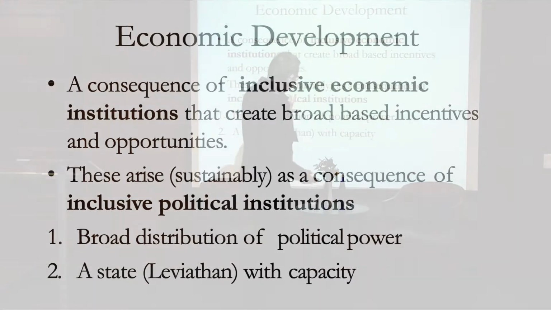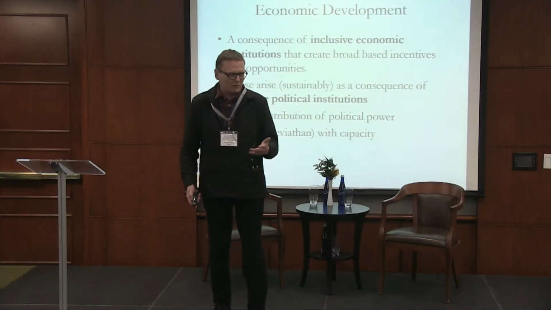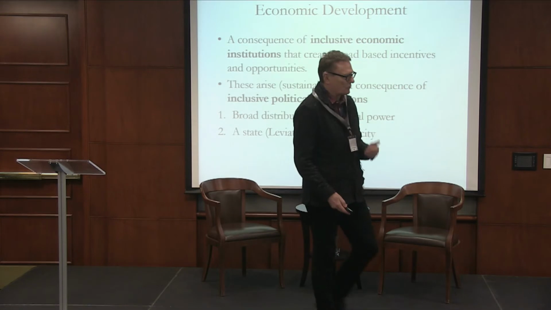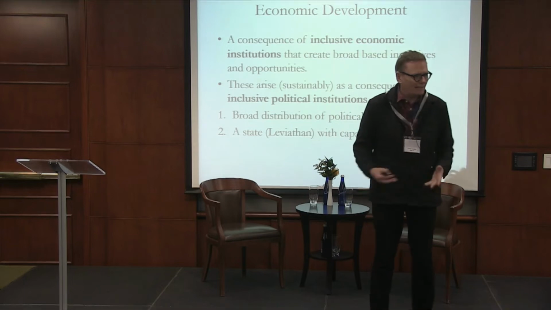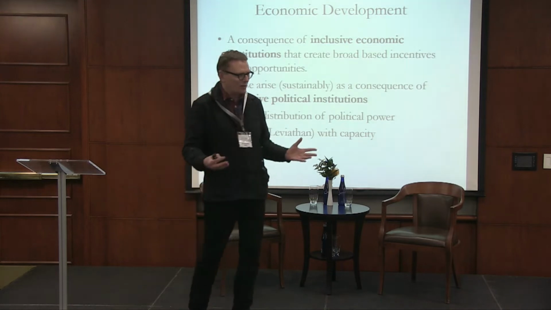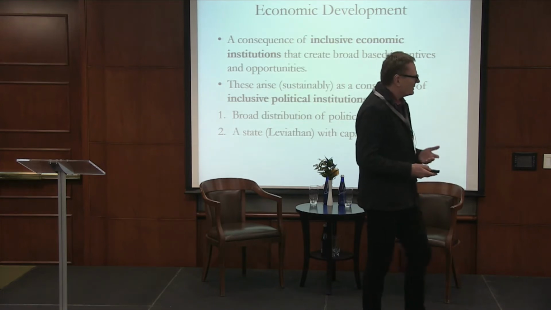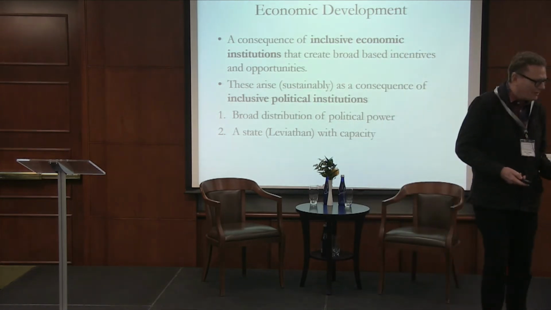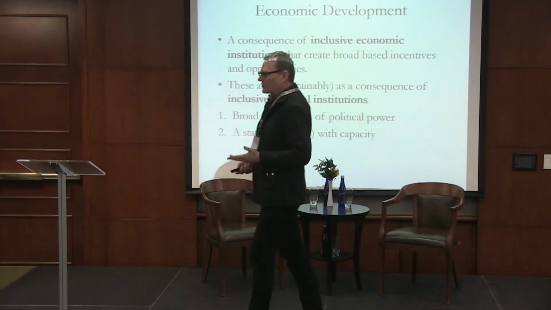Okay? And we emphasize two dimensions of what this inclusive political process should look like. One is a capable state, a state with the capacity to raise resources, regulate society, and enforce rules. The other thing is a broad distribution of political power. So you don't get inclusive economic institutions at the whim of some dictatorship. You get it because people have the power to demand it and make it happen. Okay? So today I'm going to talk about, and the new book is really about, how it is that some countries ended up with inclusive political institutions and other countries didn't?